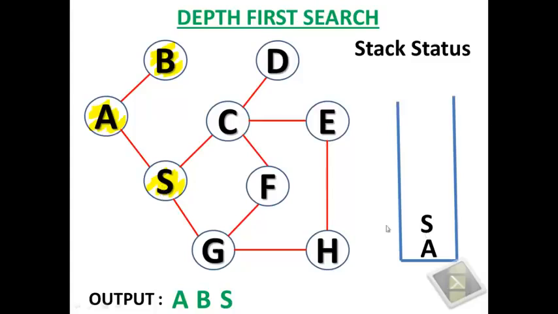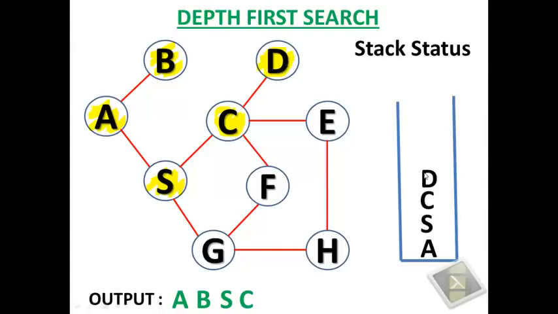Now S is at the top of the stack and C and G are the two adjacent unvisited vertices. Alphabetically we'll push C on the top of the stack and add it to the sequence. Mark it as visited. C has D, E and F as adjacent unvisited nodes. So alphabetically we'll push D onto the top of the stack, add it to the sequence, and mark it as visited.